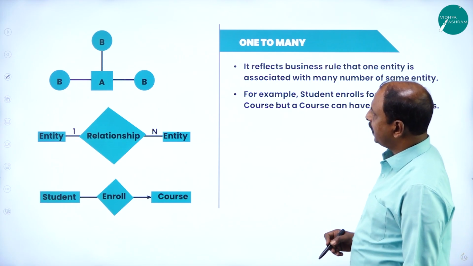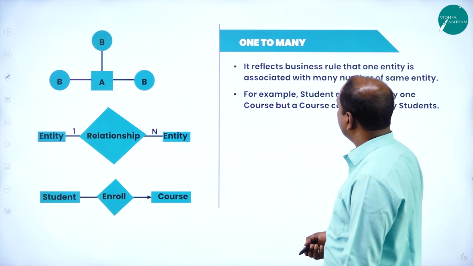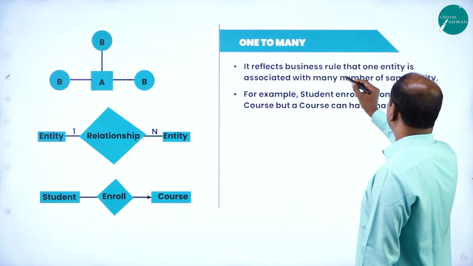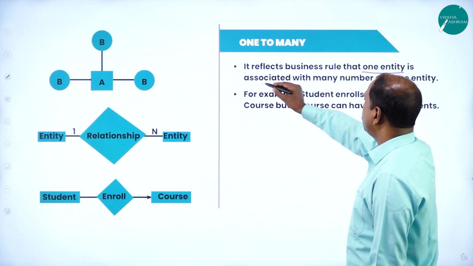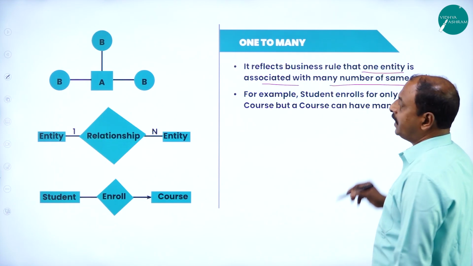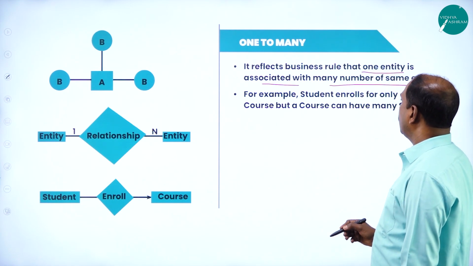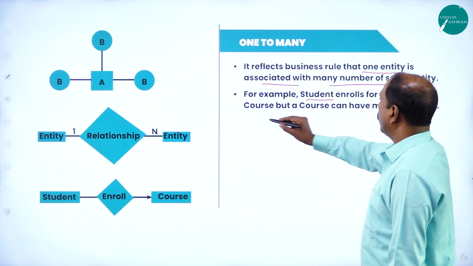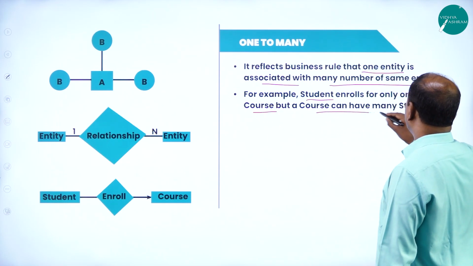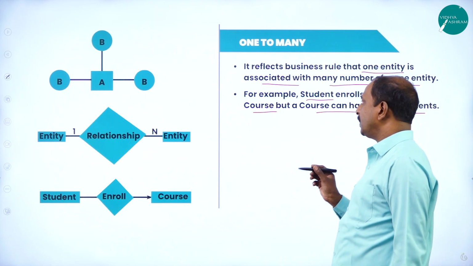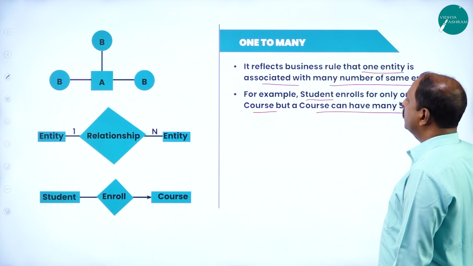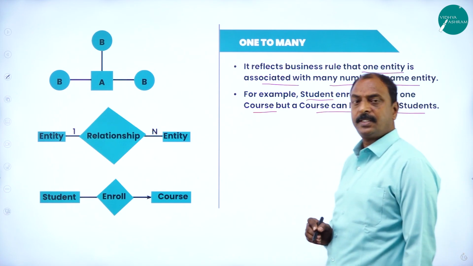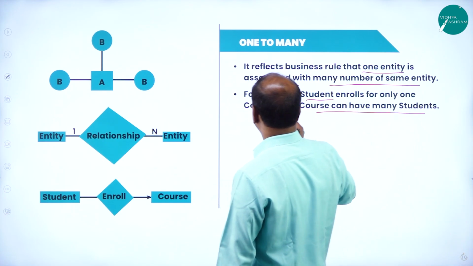Next, under binary, we have three different categories of relationship. The first is the one-to-many relationship. It reflects the business rule that one entity is associated with many entities of the other kind. This is the definition. For example, a student enrolls for only one course, but a course can have many students. Please understand the concept here. A student enrolls for only one course, but the same course has a number of students in the department. That is one to many.